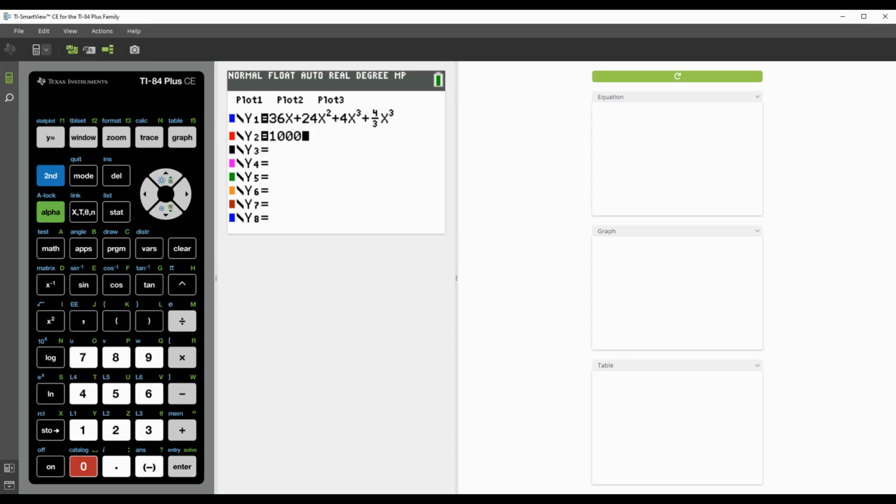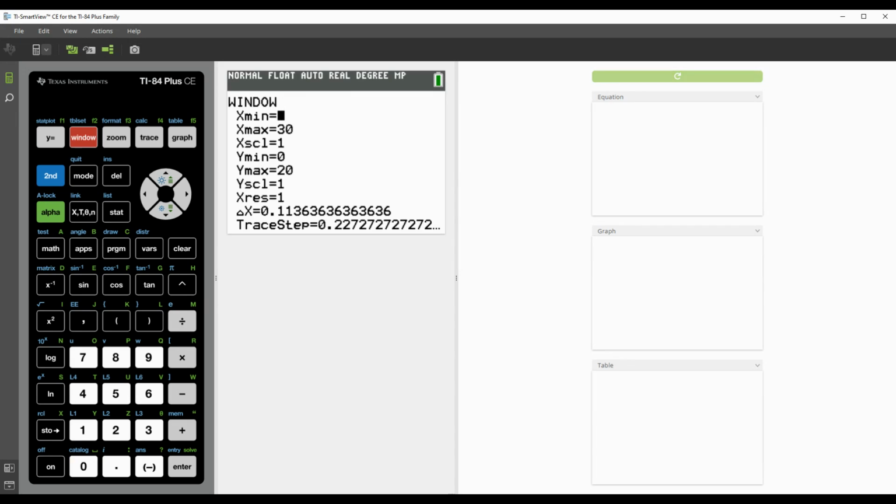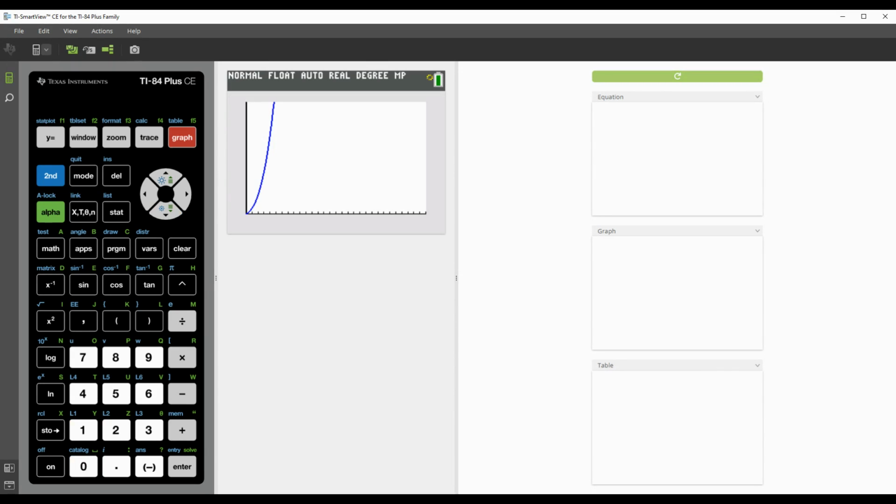So I typed the equation in. Notice I didn't even change it to descending order. The calculator really doesn't care. And then as my y2, I used 1,000. So again, the key is the window. I don't have any concept of how big x needs to be, so I'm going to leave it at 30 from last time. But I do know that I need my y to go all the way up to 1,000. I'm actually going to go up to 1,200 just to make sure I can see it. I hit graph.